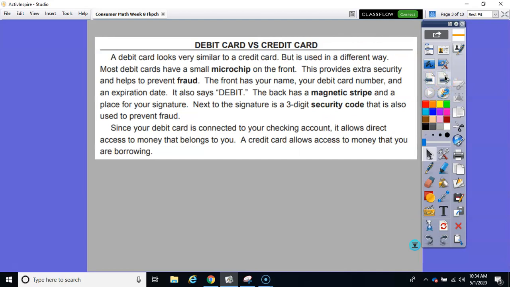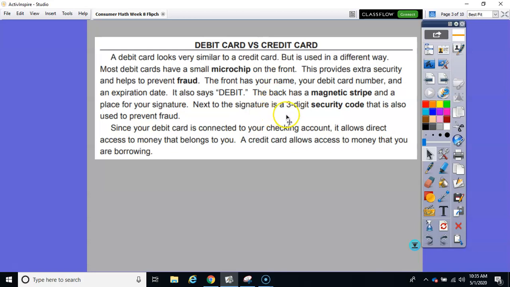Debit card versus credit card. A debit card looks very similar to a credit card, but it's used in a different way. Most debit cards have a small microchip in the front, and that provides extra security to prevent fraud. The front has your name, your debit card number, and your expiration date. It also says debit on it, so that's how you can tell that's a debit card compared to a credit card. The back has the magnetic stripe and a place for your signature.